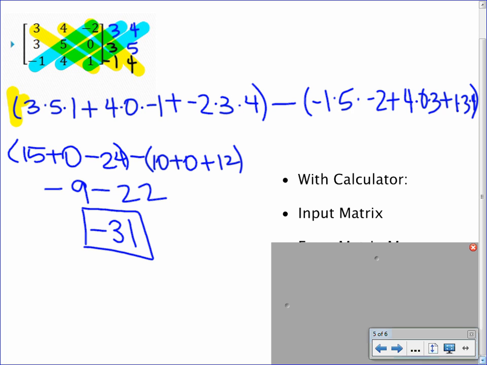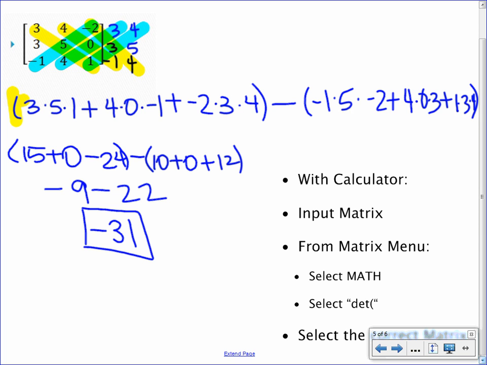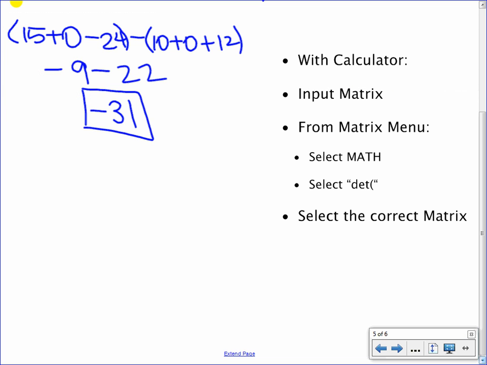Okay, once you have it entered, you can pull up from the math section of your matrix menu, DET. I believe it's the first thing you can choose. After you have DET, it opens a parentheses and you can call up your matrix A if you put it in A. Hit enter, it should give you negative 31.